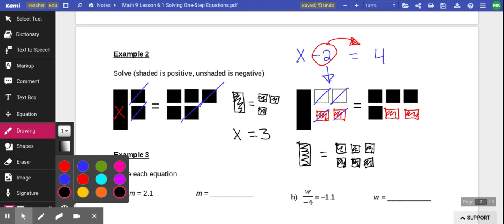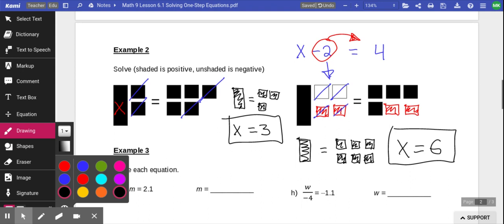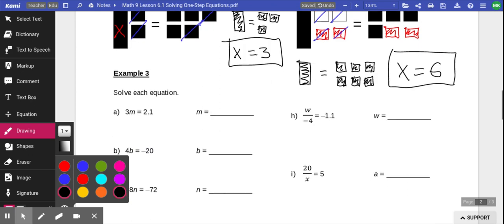The application of algebra tiles is super limited, just like it was in our previous units, so you won't see me do it a lot. It's just sometimes it helps people visualize what's going on with math when they have algebra tiles. So that's why we mix in a few questions. Awesome. Example 3.